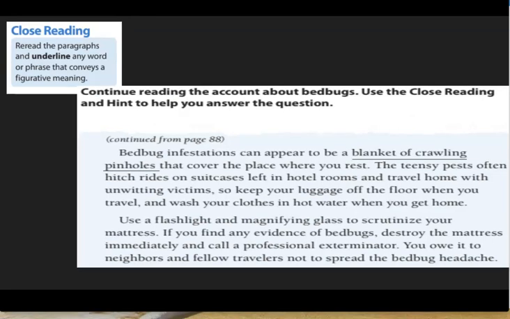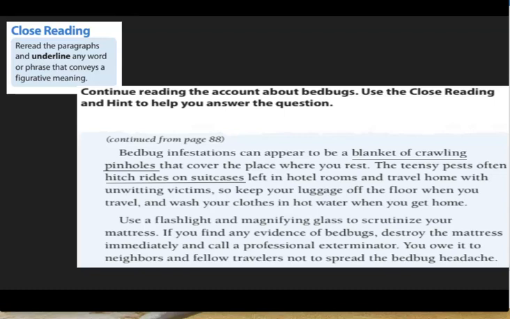We have been asked to underline any word or phrase that conveys a figurative meaning. We are not thinking right now about technical meanings or connotation. We're just thinking specifically about figurative language. All right, so we're going to start off with blanket of crawling pinholes. Hopefully that is not something that actually exists in real life, but this is what they want us to see. Blanket of crawling pinholes. So go ahead and underline that for figurative language.